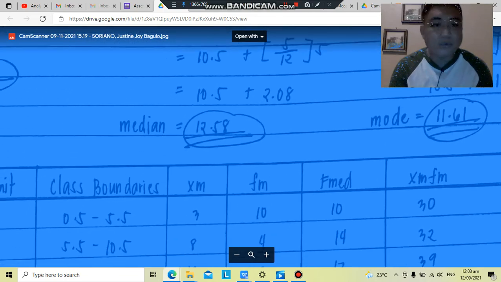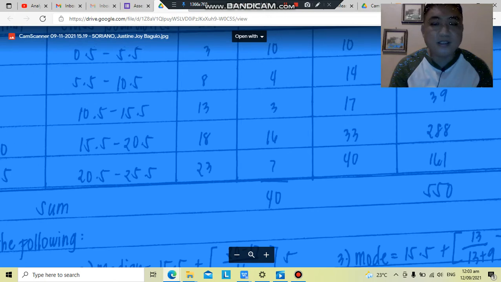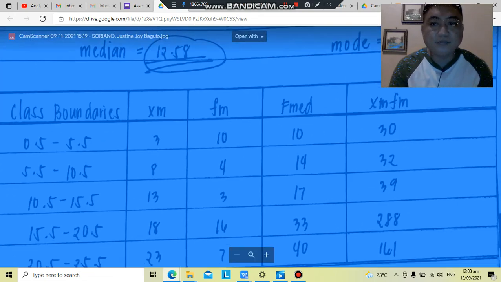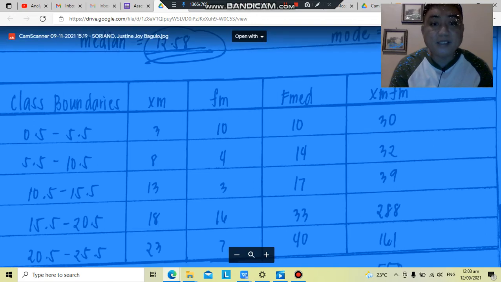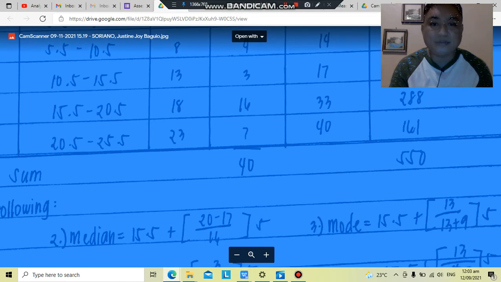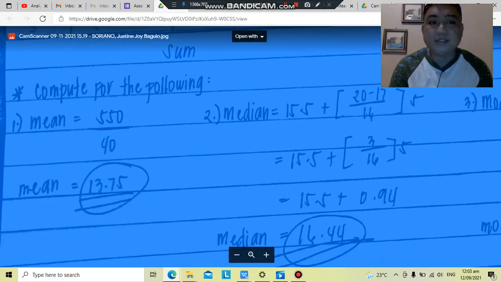Now let's go to the second problem. Okay, so these are the data. 3 times 10, 30, 8 times 4, 32. Then you need to total. The total is 550. 550 over 40, that is 13.75. So that is the mean.